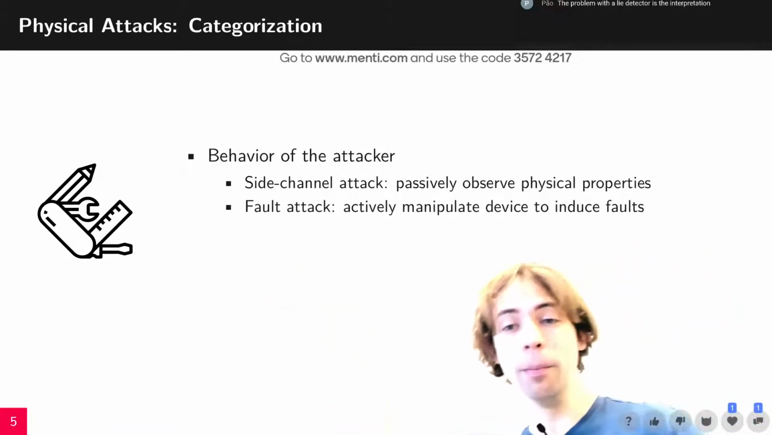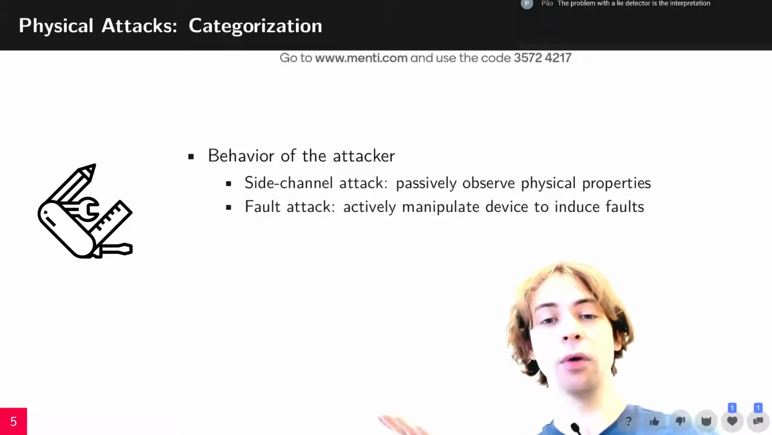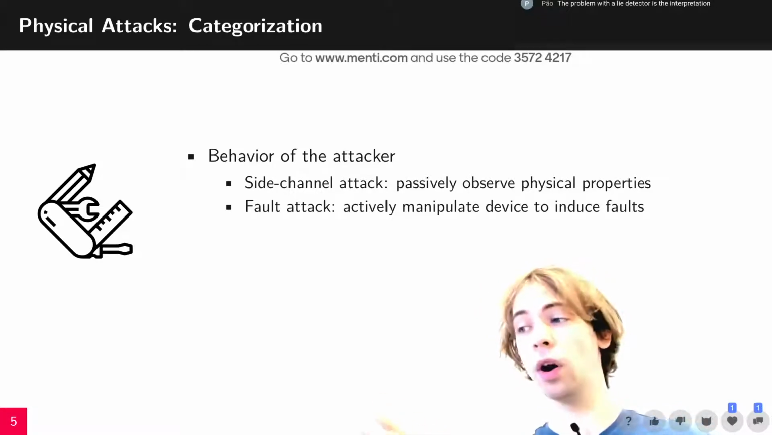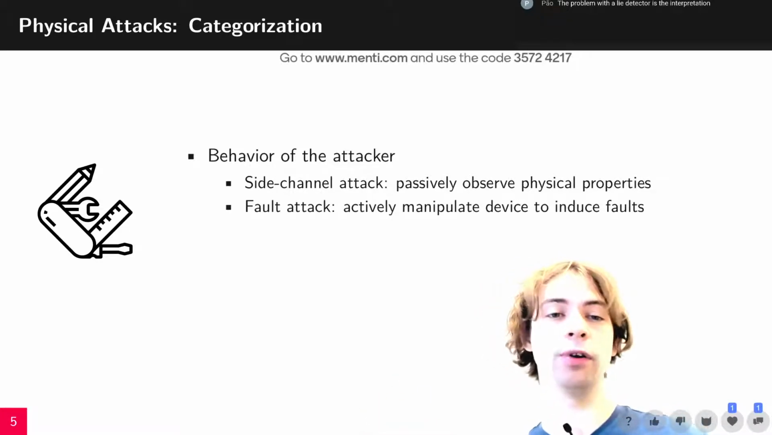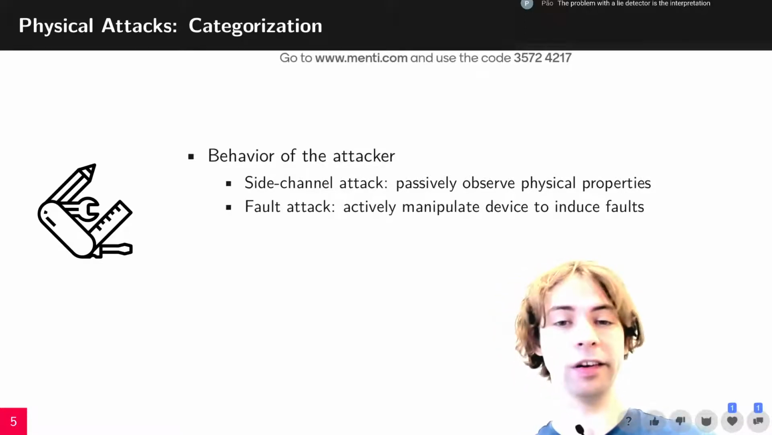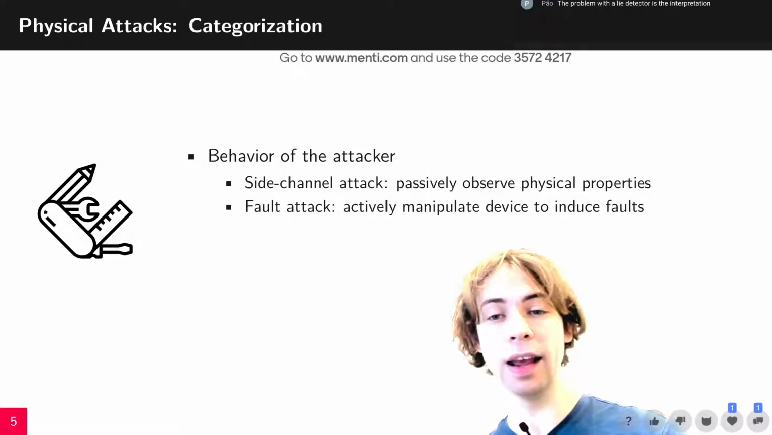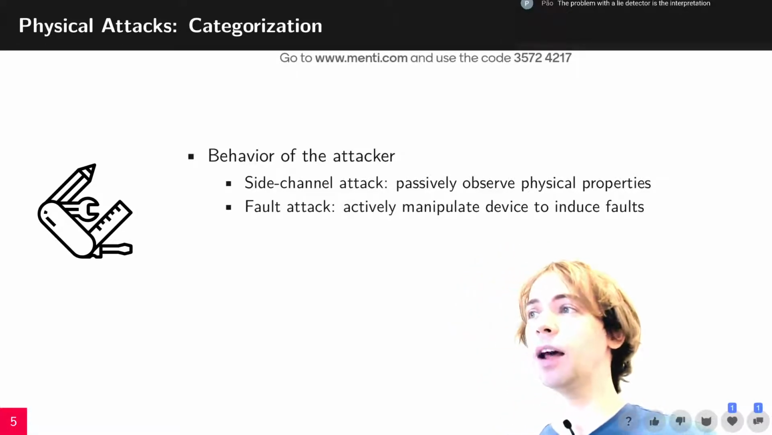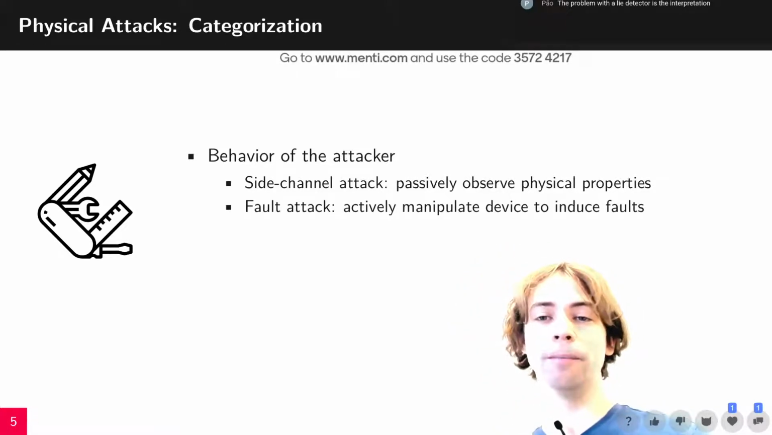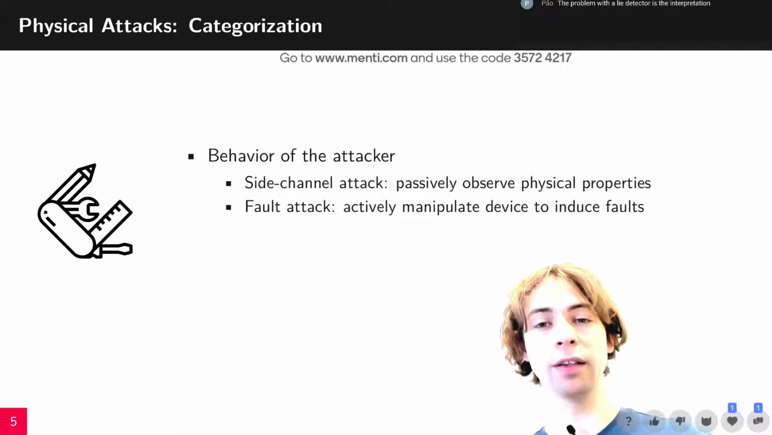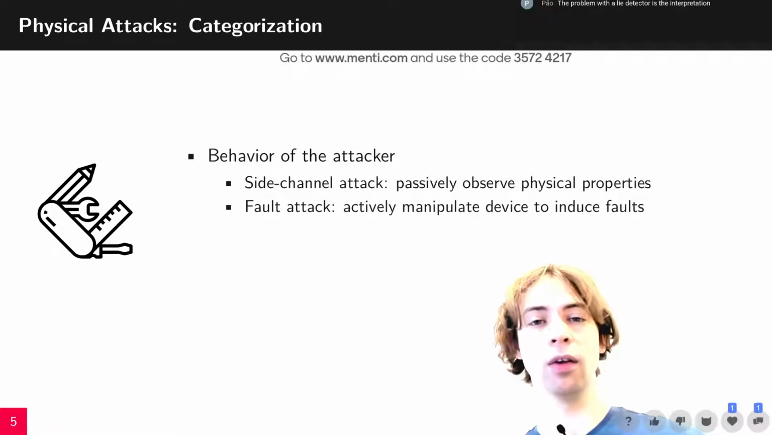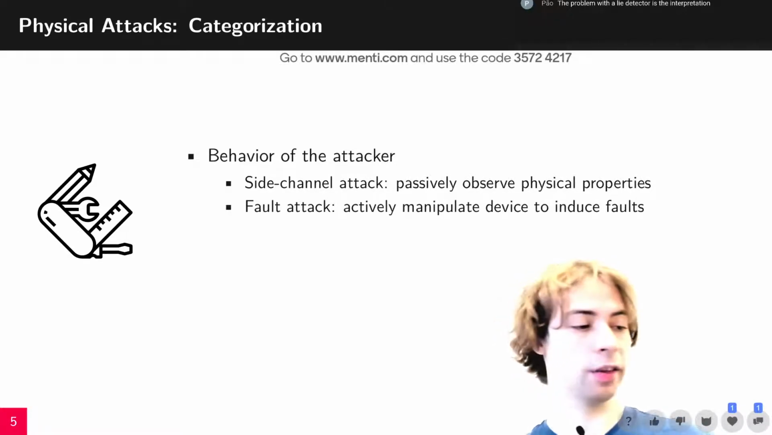For instance, by increasing the temperature outside of the operating range, or decreasing it outside of the operating range, or changing the voltage, exposing the device to radiation. There are plenty of things you can do with a physical device to manipulate its operation conditions.